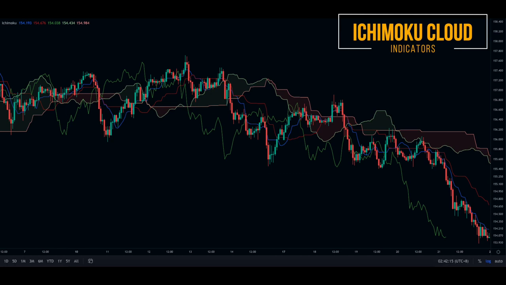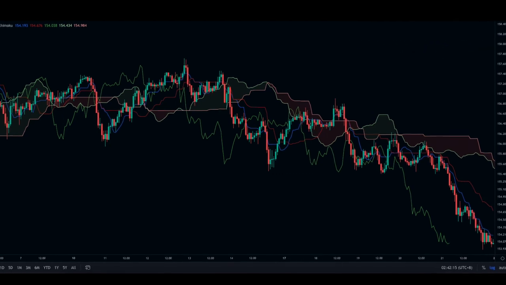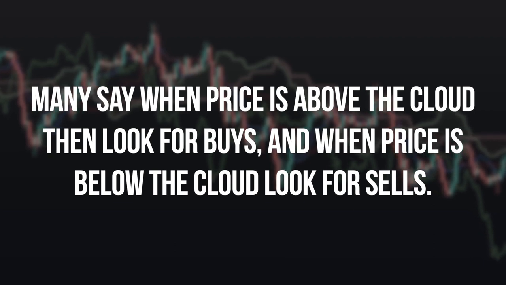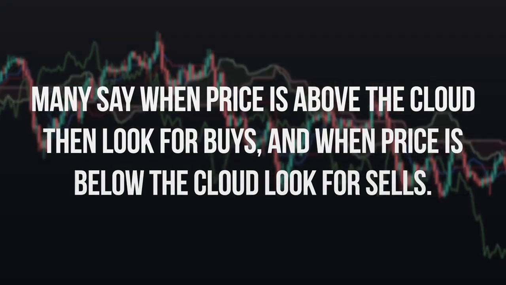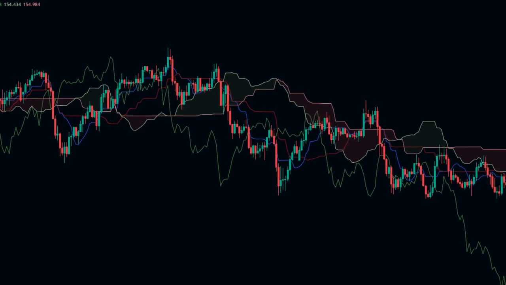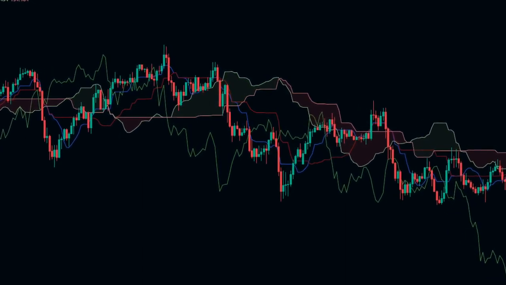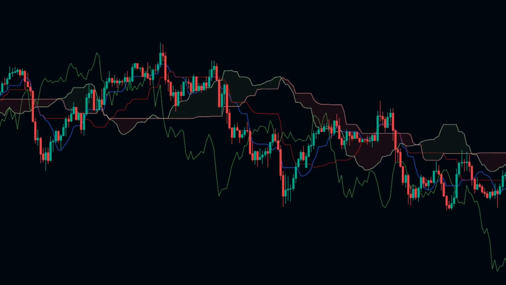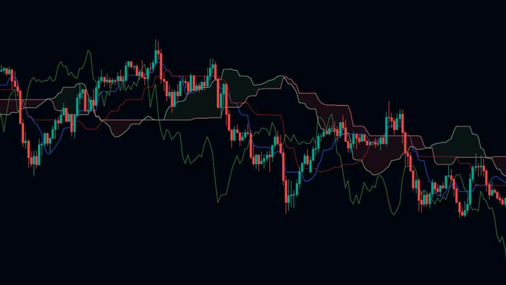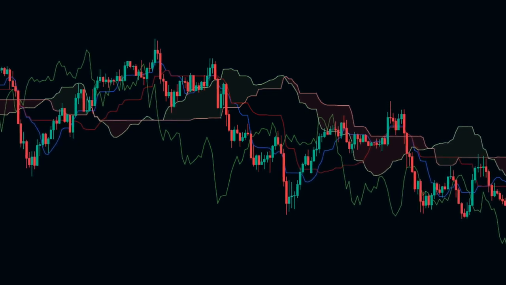Ichimoku Cloud. The Ichimoku Cloud is another popular indicator. Many say when price is above the cloud, then look for buys, and when price is below the cloud, look for sells. There's a couple lines here as well. Some traders will suggest waiting for lines to cross and then wait for price to move above or below the cloud before entering a trade. It just all seems so confusing and places unnecessary complications on reading the price.